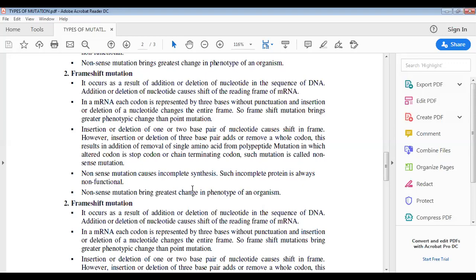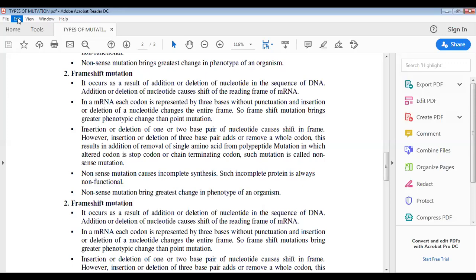In an mRNA, each codon is represented by 3 bases. Without punctuation, insertion or deletion of a nucleotide changes the entire frame. So frame shift mutation brings greater phenotypic change than point mutation. In terms of point mutation, you will have some more effects in frame shift mutations. Insertion or deletion of 1 or 2 base pairs of nucleotide causes a shift in the frame. However, insertion or deletion of 3 base pairs adds or removes a whole codon.